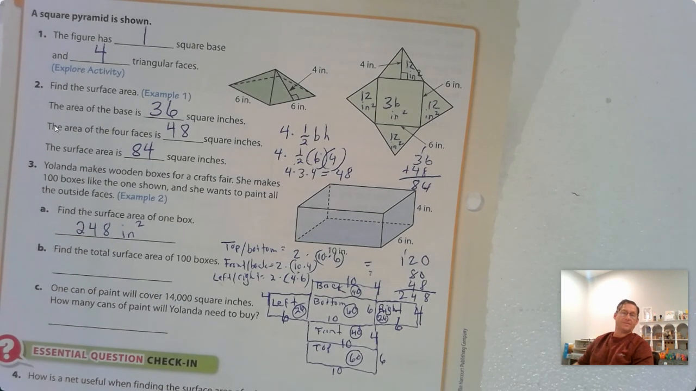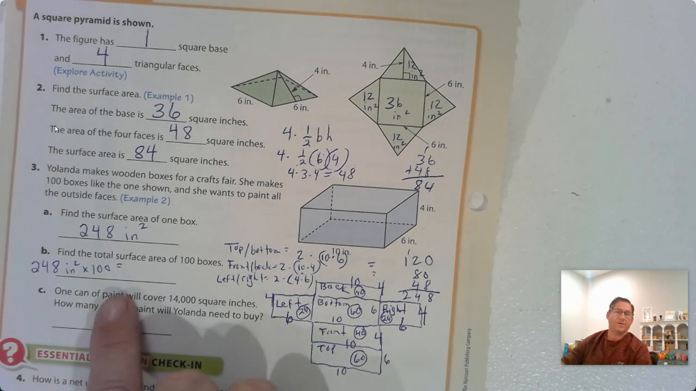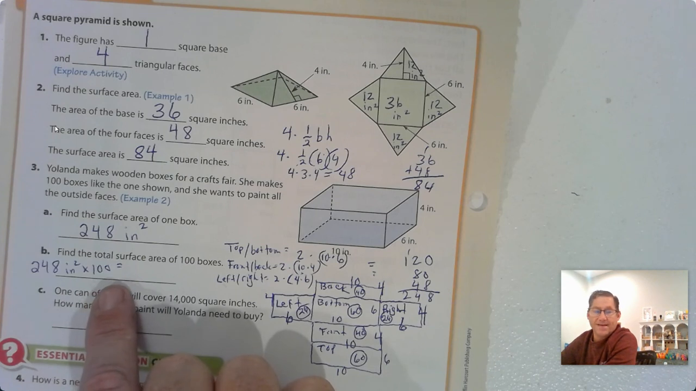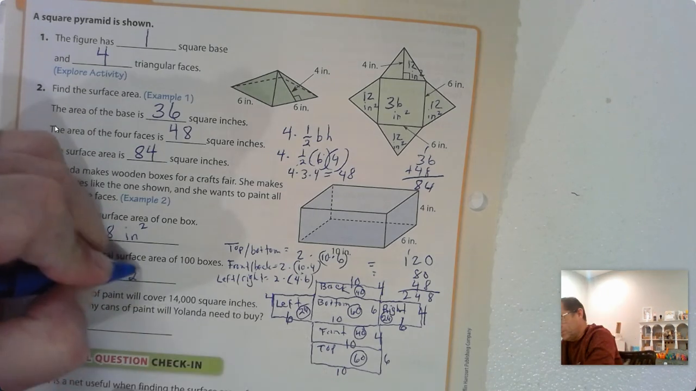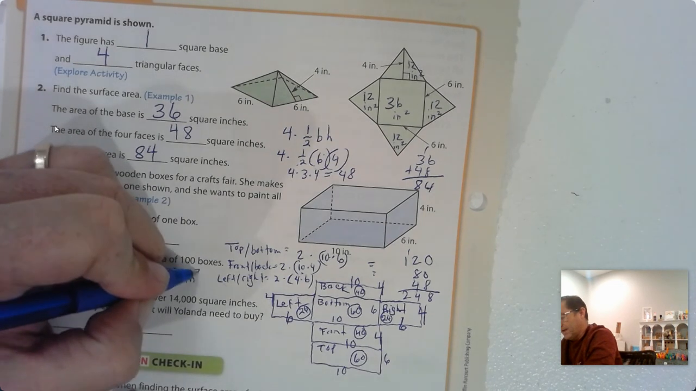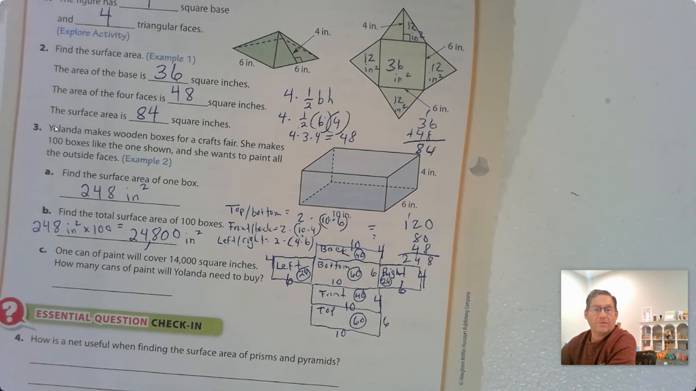So find the total surface area of 100 boxes. Well, that would be 248 inches squared times 100. Well, we know anytime we multiply something by a number that ends in zeros, all we have to do is place that number of zeros in the answer. So 248 followed by 2 zeros, 24,800 square inches. 1 can of paint will cover 14,000 square inches.